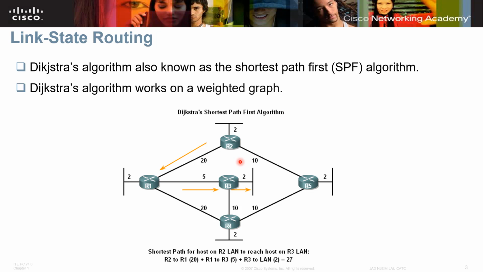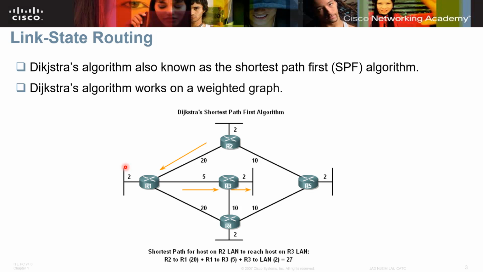Important note here: the shortest path is not always, not in all cases, the path with the minimum number of hops. Here we care about the total cost on the path, and we select the path with minimum cost, or shortest path. It's not necessary to be the path with the minimum number of hops. Which protocol considers the minimum number of hops?